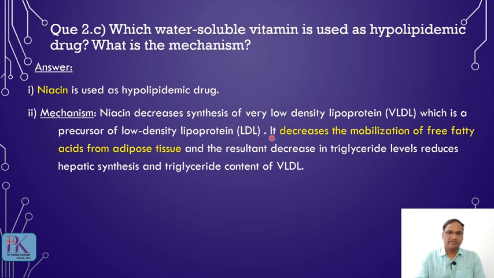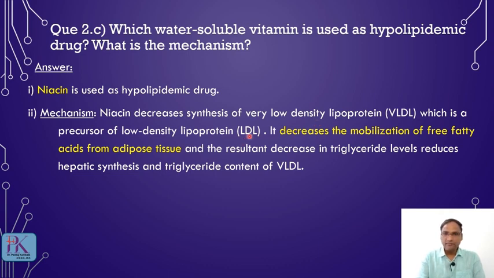Okay, so what it does, it decreases LDL level first. How? By decreasing the synthesis of VLDL, and you know VLDL is a precursor of LDL. So LDL synthesis is decreased. But what is the mechanism by which the VLDL synthesis is decreased? That is next.